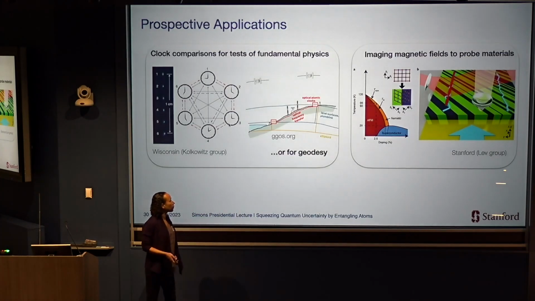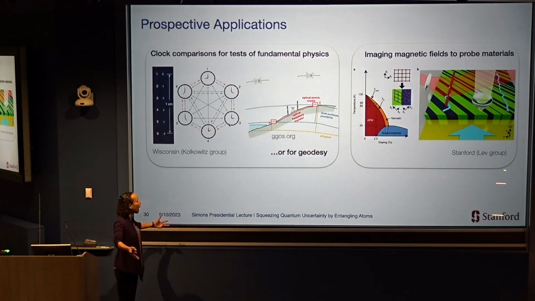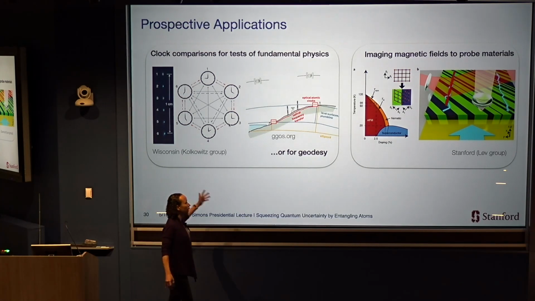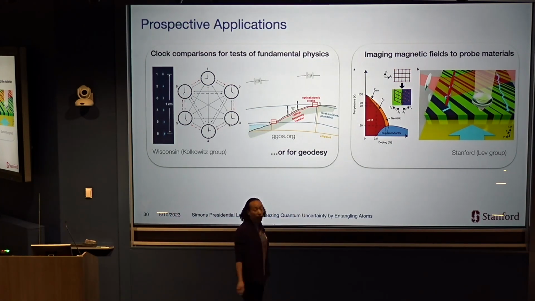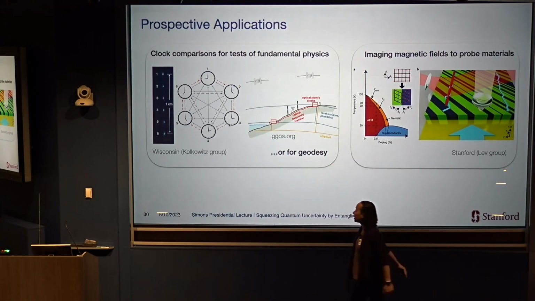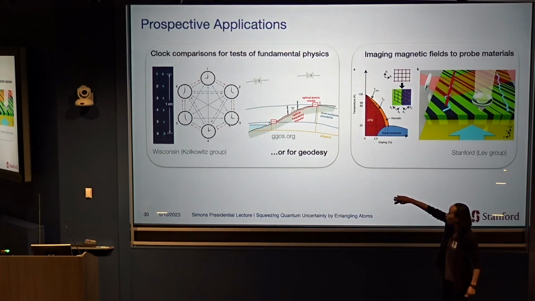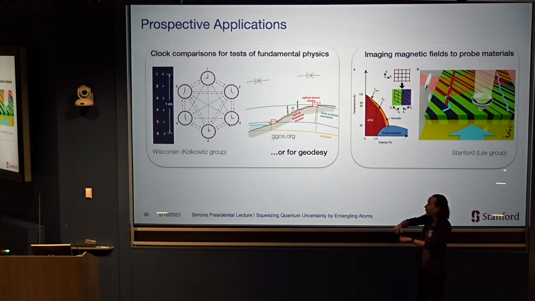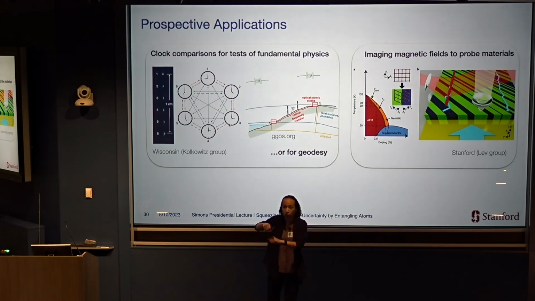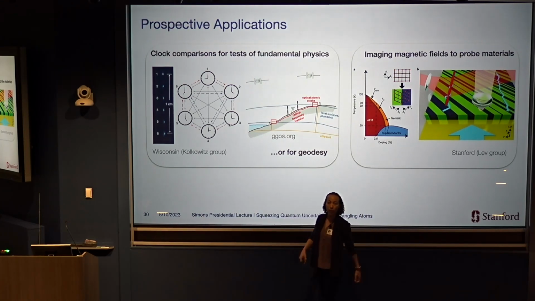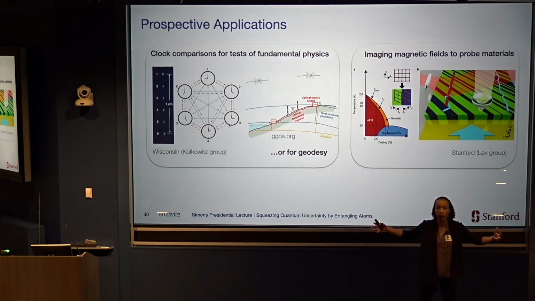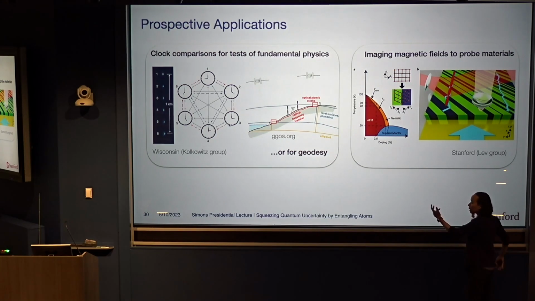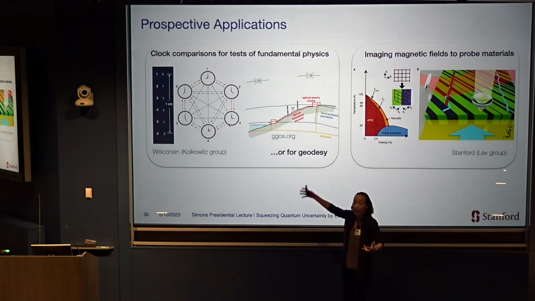So there's a number of different directions you could envision applying this. Here are some examples of experiments that don't yet use entanglement, but that might benefit from it. This is some recent work in the Kolkowitz group in Wisconsin, where they have six different atomic clocks separated by a few millimeters each in height, and they're doing extraordinarily precise measurements of the difference in rates at which these clocks tick, which one can start to use to test questions about fundamental physics, test relativity, ultimately perhaps in regimes where quantum mechanics is also playing a role.